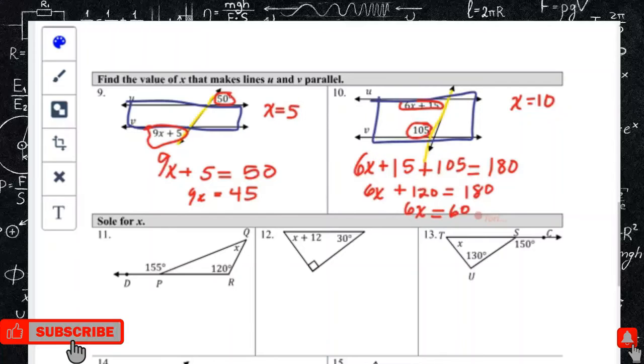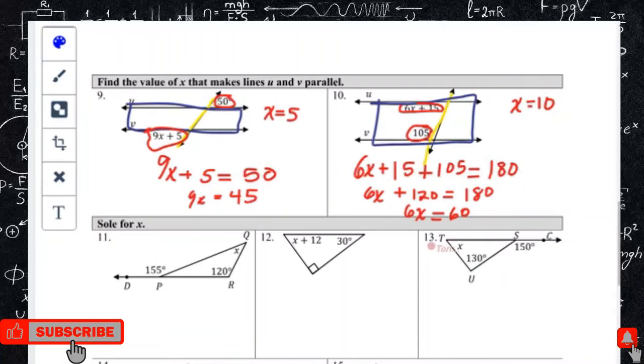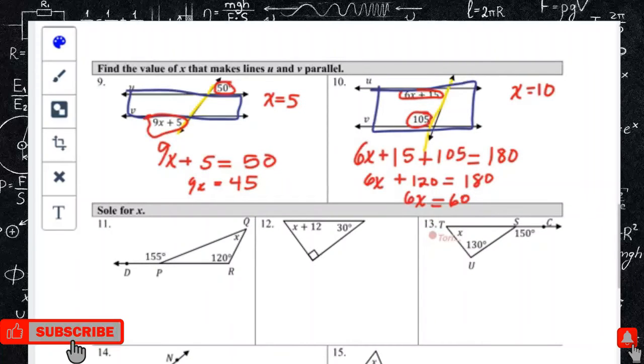Okay, and we did 10 problems all on transversals and angle pairs. So now we're going to move on into triangles and how parallel lines and things impact that.